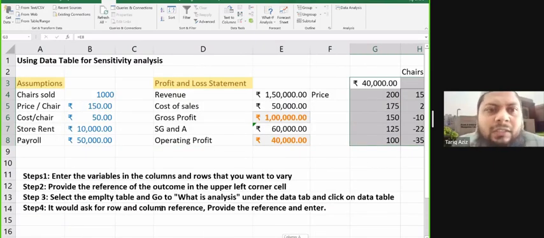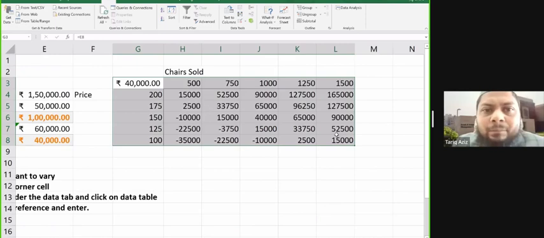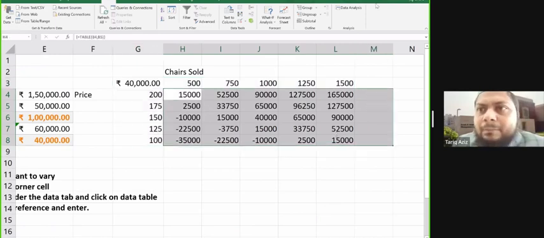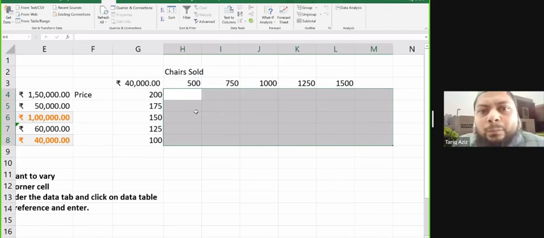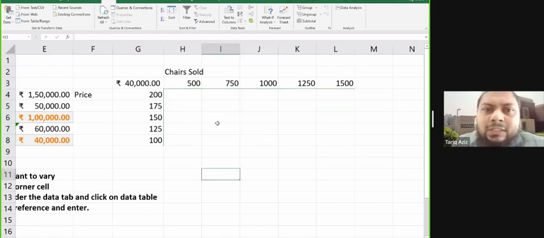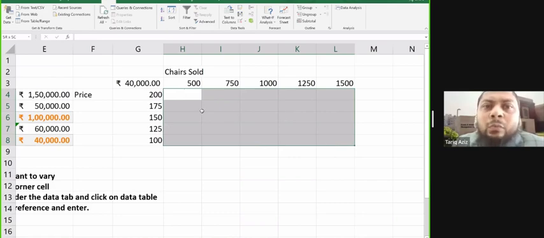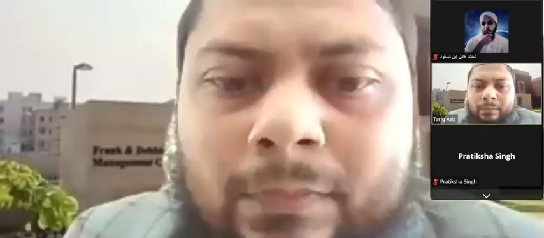Okay, so I will send you this sheet, and I will delete this thing, and you are supposed to prepare this table and submit this assignment. So this is today's task: you have to prepare this table by using the Data Table function.